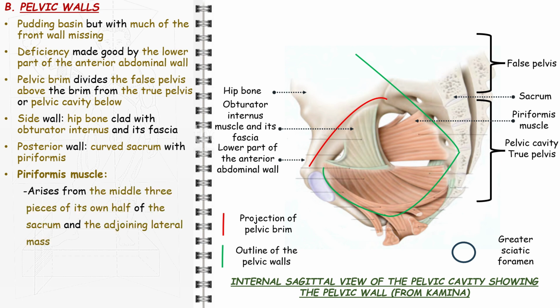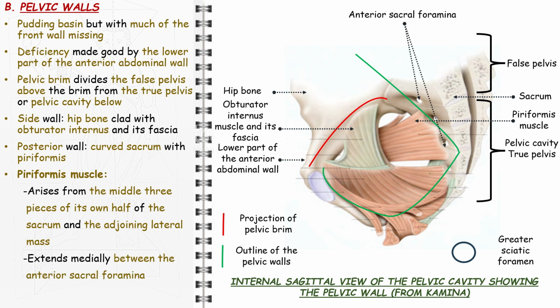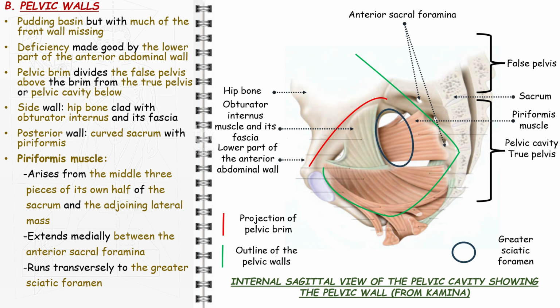The origin extends medially between the anterior sacral foramina, so that the emerging sacral nerves and sacral plexus lie on the muscle. It runs transversely to the greater sciatic foramen. The pelvic surface of the muscle and the sacral plexus are covered by a strong membrane of pelvic fascia attached to the sacral periosteum at the margin of the muscle. Elsewhere the sacrum presents bare bone.